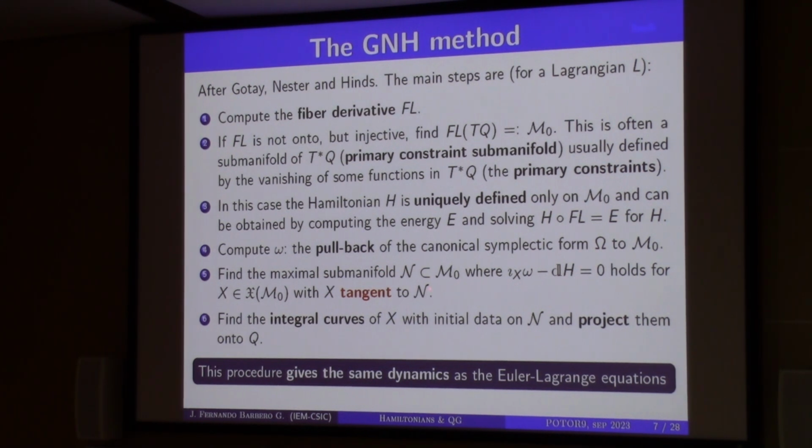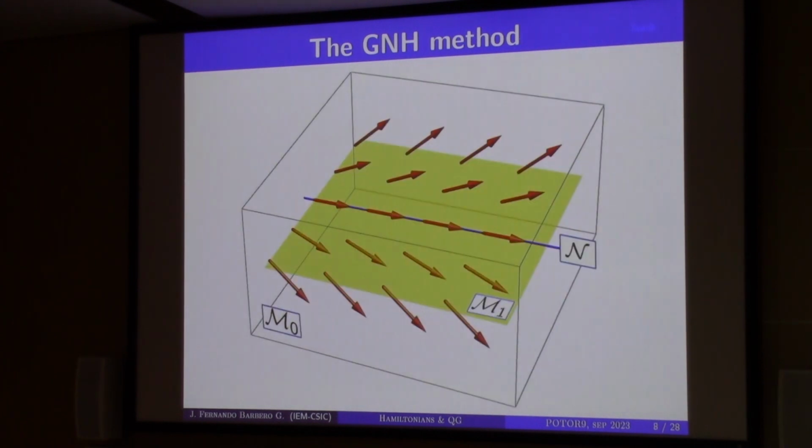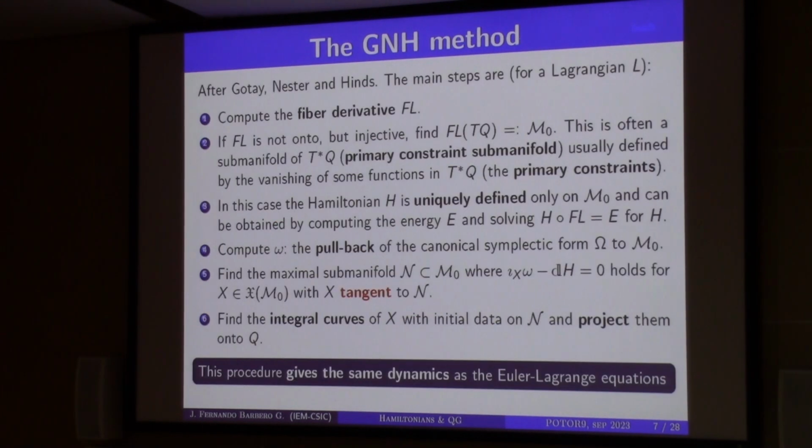So if I can find such a submanifold, it's possible to prove, and this is non-trivial, it's not obvious, and actually the proof took some time, that if you consider the integral curves of this vector field on this submanifold and project them onto Q, you get something which is strictly equivalent to the Lagrangian dynamics for the system coming from the Euler-Lagrange equations. Let me show you a picture of what this statement means.